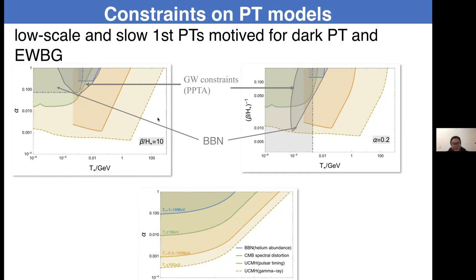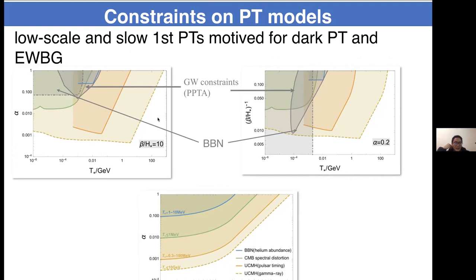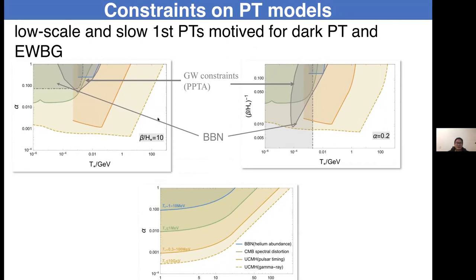It means that we can constrain the low scale and slow phase transitions with the curvature perturbation. This kind of phase transition is motivated by the dark phase transition or electroweak phase transition, below 100 GeV. Okay, thank you all.